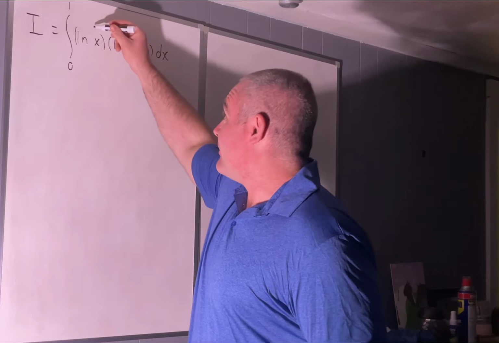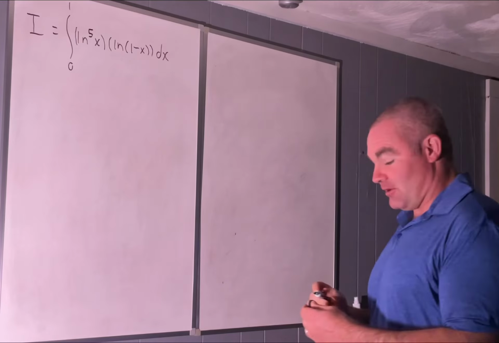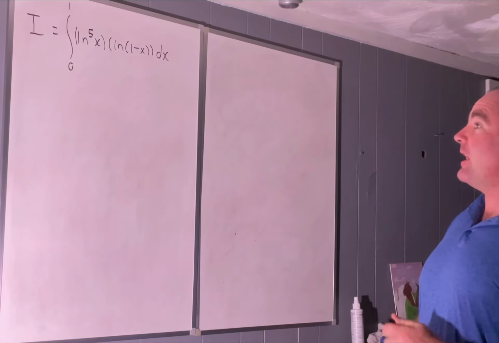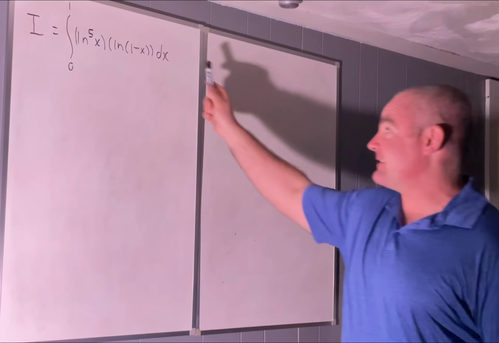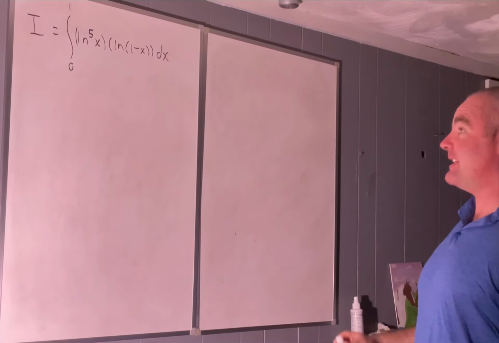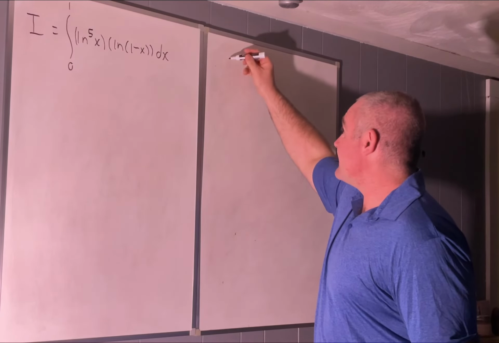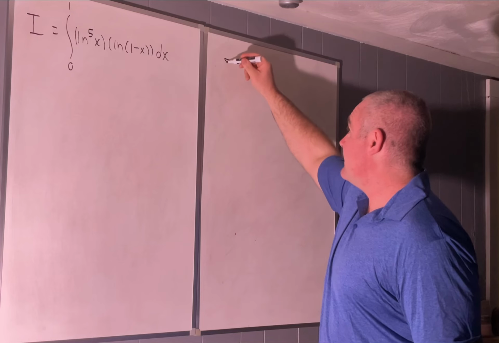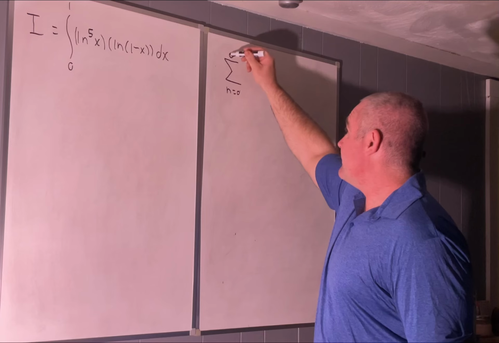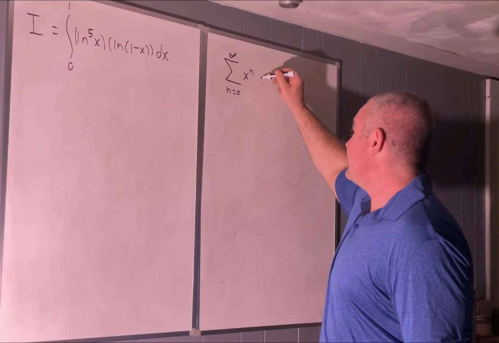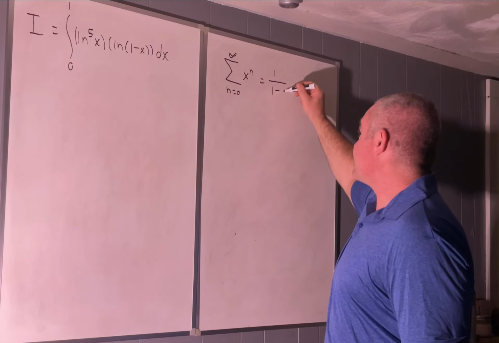We can make this integral much more difficult by raising that natural log to some power. I'm going to pick 5. And we will be expressing the answer to this integral as a sum. So the first thing that we need to remember is this, that the sum from n equals 0 to infinity of x to the n is equal to 1 over 1 minus x.